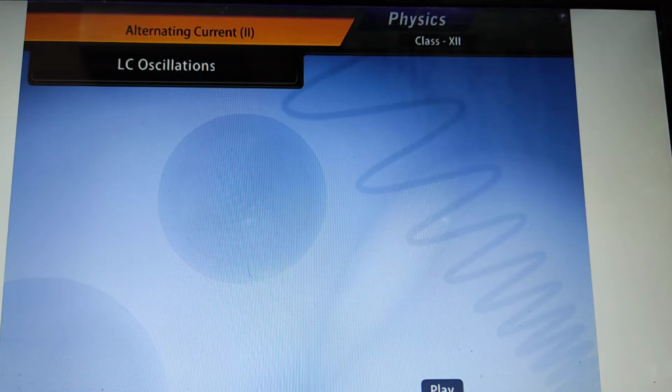Now today's topic is LC oscillation or LC oscillator. Let's begin.